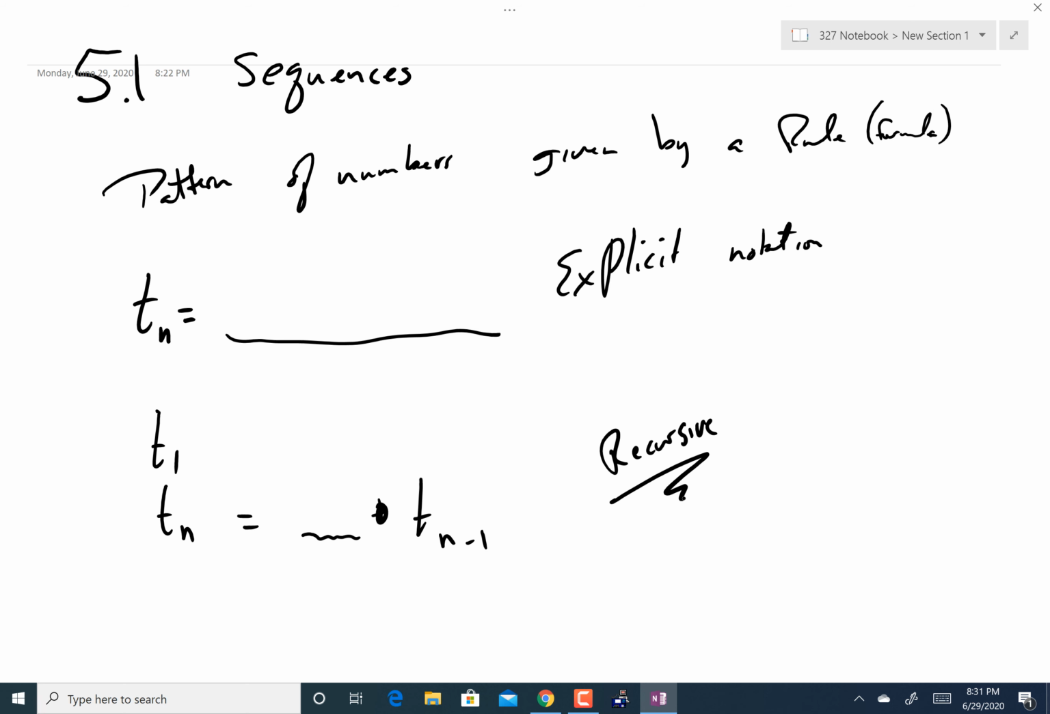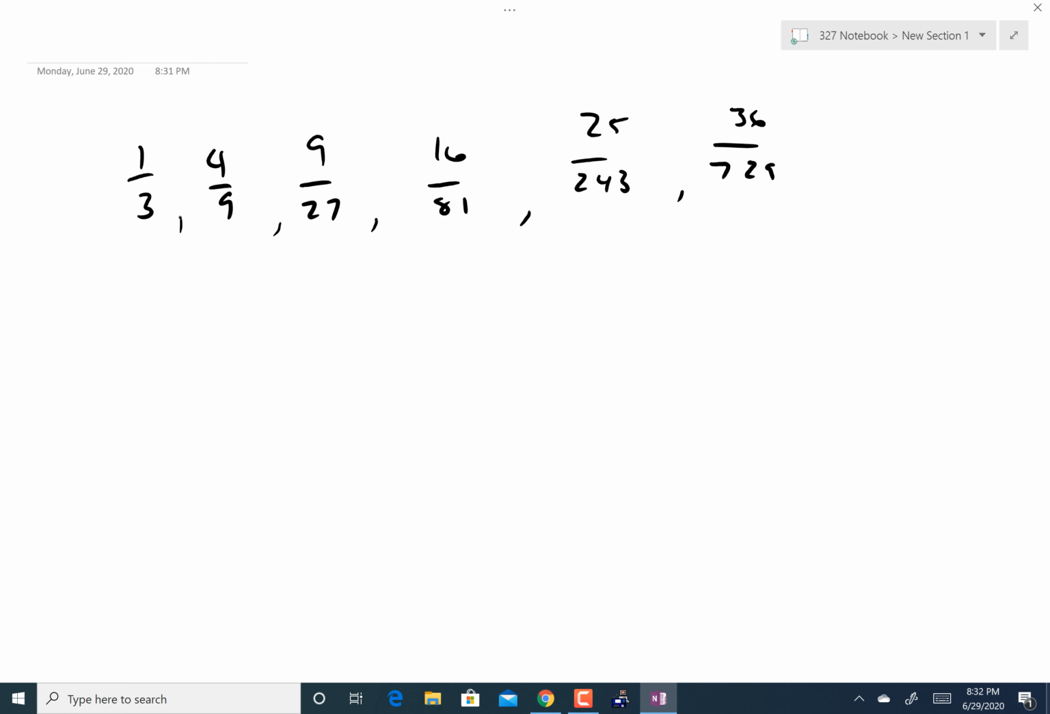Okay, but just some ideas here. Let's see what happens. So if you had this sequence, 1/3, 4/9, 9/27, 16/81, 25/243, 36/729. Let's think about this for a jiffy. These are our terms. This is the first term, second term, third term, and so on. So my n, this is n equals 1, if you will, n equals 2, n equals 3, and so on and so forth. Let's see if we can find a pattern here.